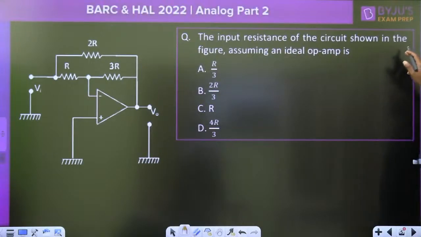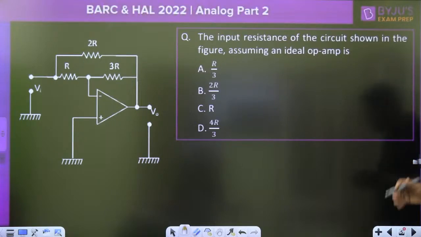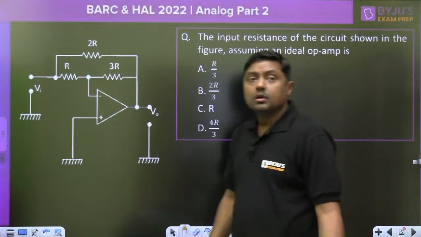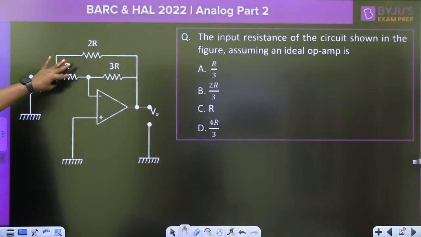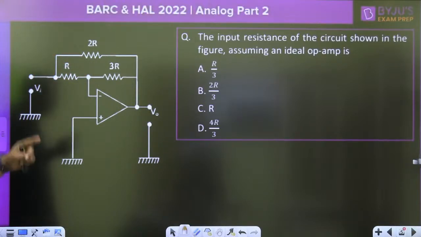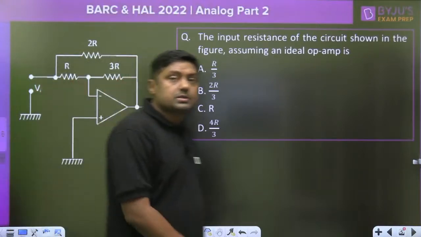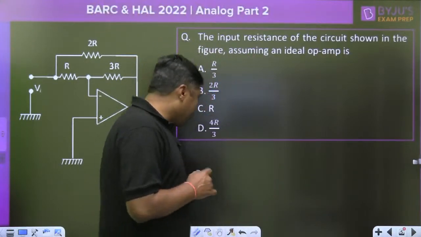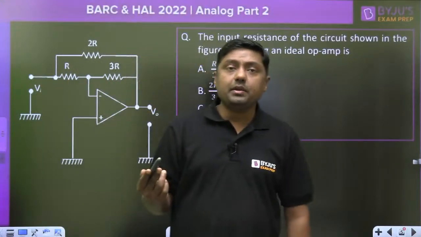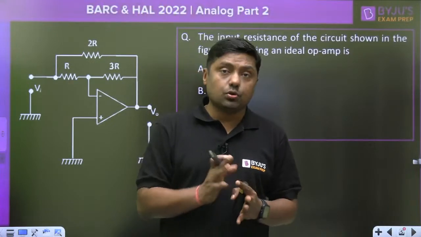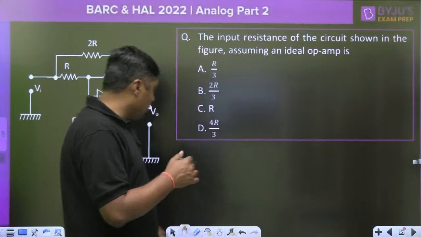The question: the input resistance of the circuit shown in the figure, assuming an ideal operational amplifier, is? What will be the answer? Here we are connecting R, this is 3R, this is 2R, and we have to find the input resistance. The options are R by 3, 2R by 3, R and 4R by 3. Now if you want to calculate, we have two ways to solve it. One way is simply Vin by Iin, and the second way is by using Miller's theorem. So what is the answer for this question?